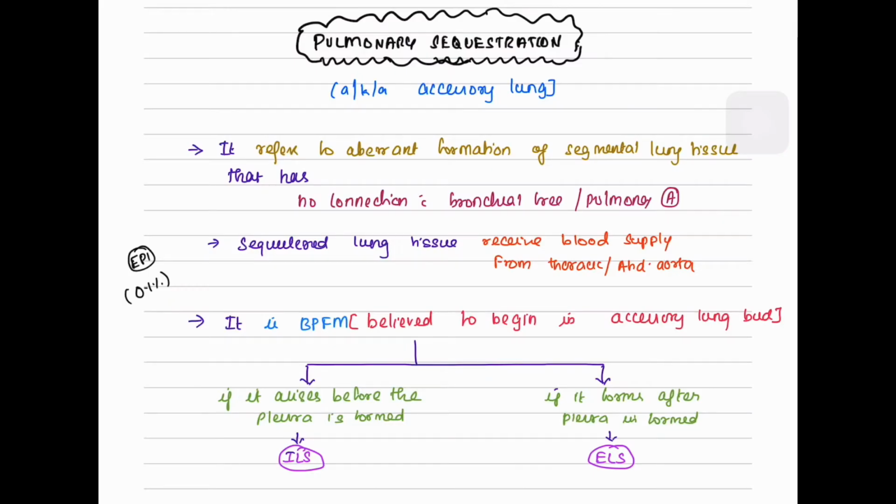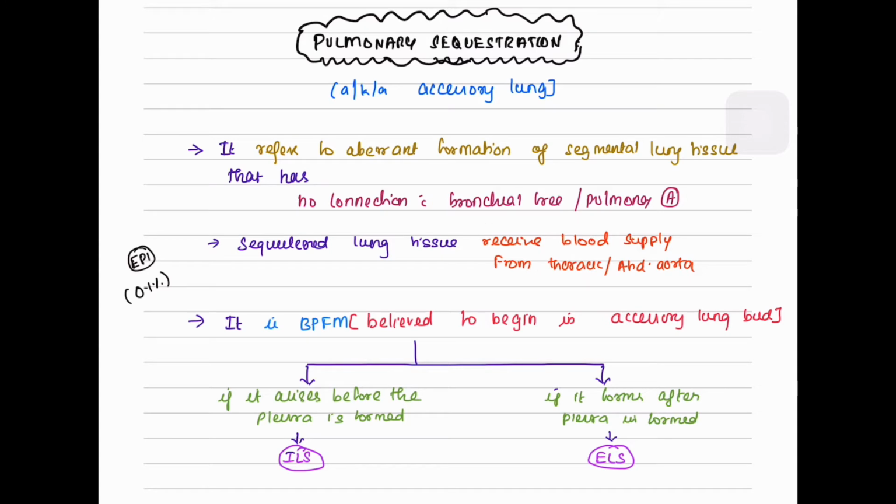Let's learn about pulmonary sequestration today. It is also known as accessory lung. Pulmonary sequestration refers to aberrant formation of the segmental lung tissue that has no connection with the bronchial tree or pulmonary artery. The sequestered lung tissue receives its blood supply from the thoracic or abdominal aorta.